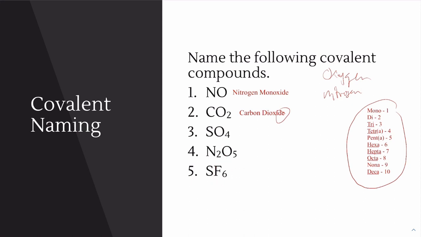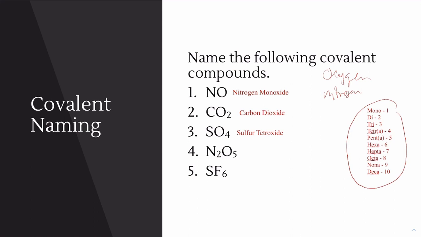So number 3, we've got sulfur, and then we've got 4 oxygens. So this is where we actually call this tetroxide. Tetroxide meaning there's 4 of them, but we took off that A because it works out better linguistically if we just say tetroxide instead of tetraoxide. So we just put tetroxide.